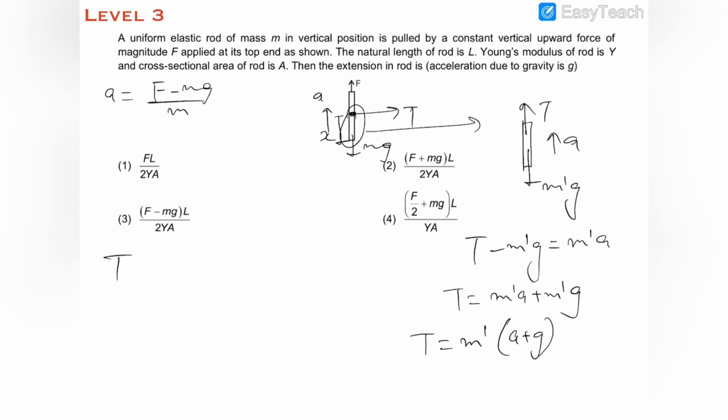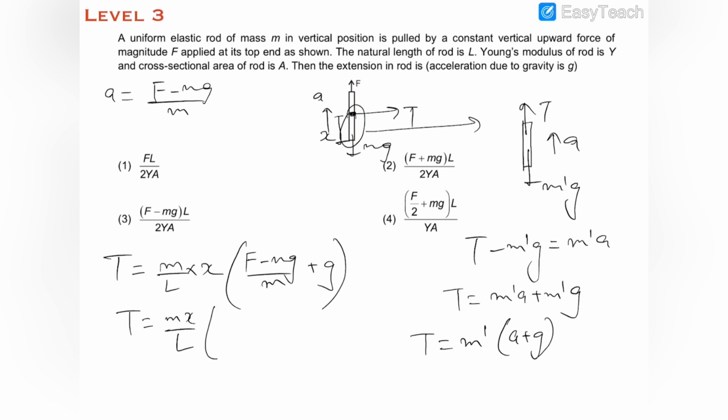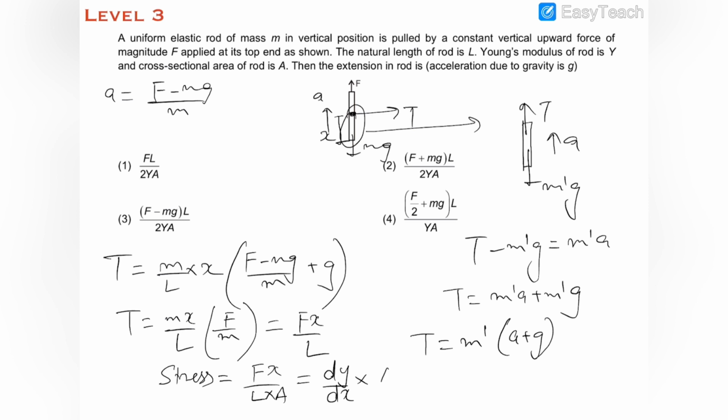Now you can see that m dash will be equal to m by L into x, and A is the acceleration, which is (F minus mg) by m, plus g. Okay, so you can see that T will be equal to mx by L into F by m, so T would be equal to Fx by L. Now the stress developed at this point will be Fx by L into A, and this will be equal to the strain, which is dy by dx, which we have already discussed in the previous questions.